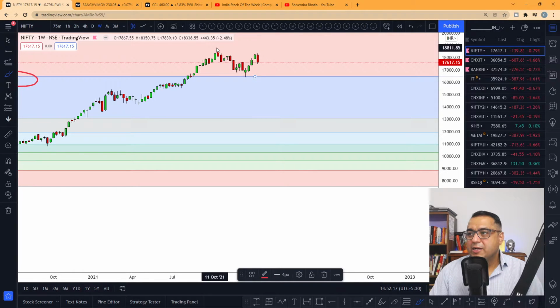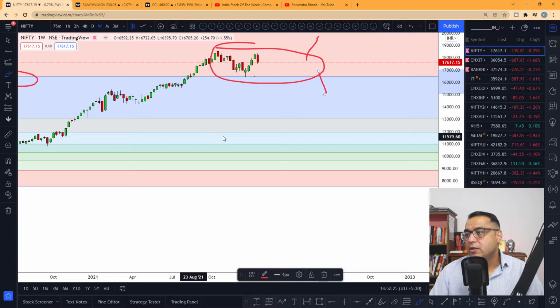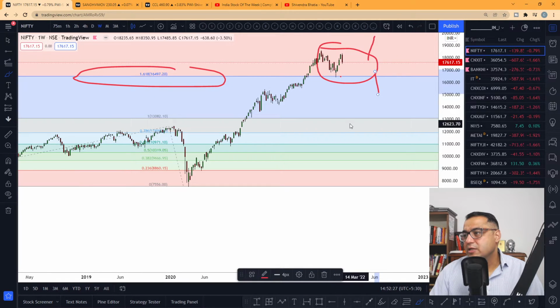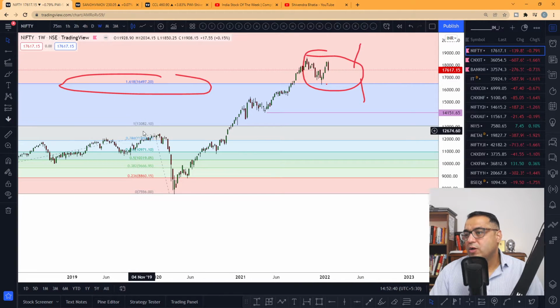I'm expecting that the Nifty will be in this range before it takes either the decision to go further up, or it will go correct. And the next level which we can see in the correction is that easily you can see the next level coming in will be the level 14151, and the next one is also at the key level, which is Fibonacci level of 13,000.